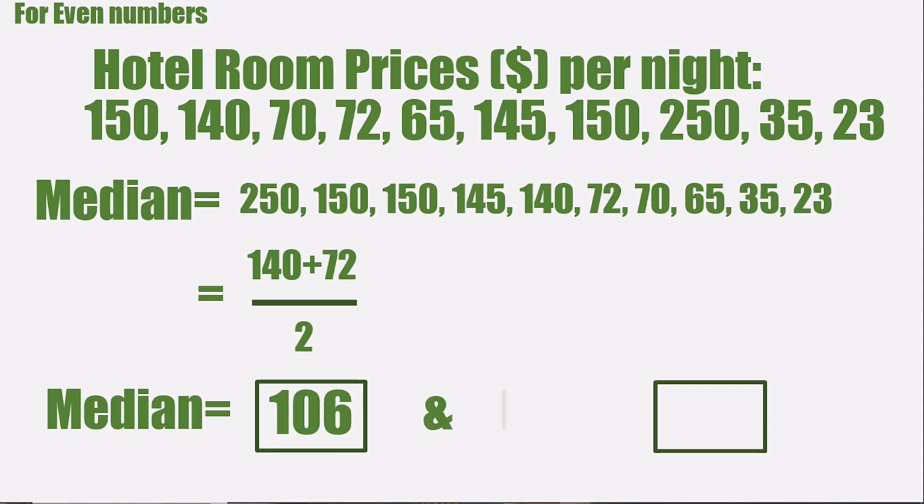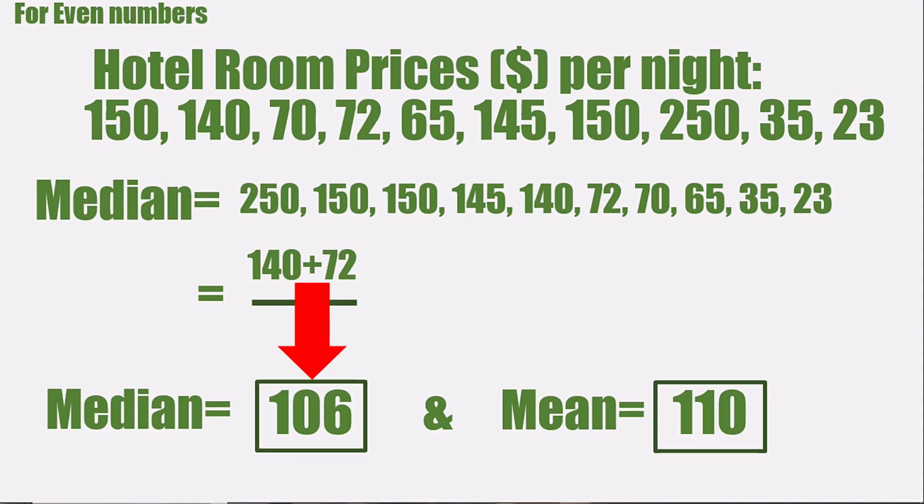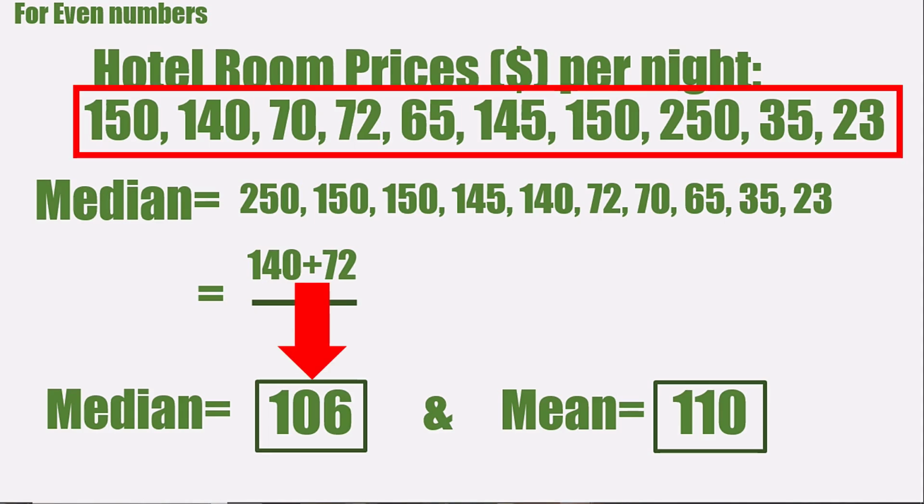And when you calculate the mean, it is still $110. Now this again should make you come to a conclusion that the median and the mean can actually be a value which is not part of the dataset. As you can see, 106 is not part of the dataset, it's not a data point in that dataset, but it's the median. And also 110 is not part of the dataset, but it's the mean.